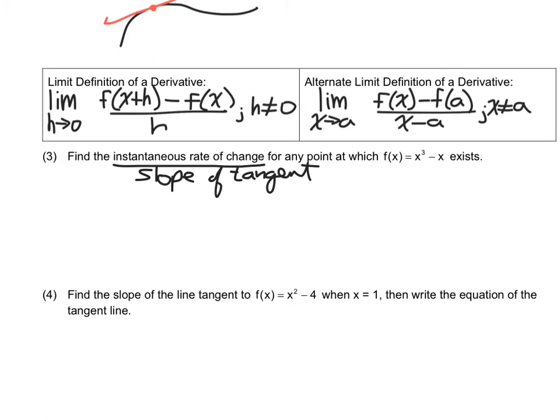Now, on the previous page, we did all that f of x plus h business. We did all the hard work. So all I need is the limit now as h approaches 0 of this guy, 3x squared plus 3xh plus h squared minus 1.